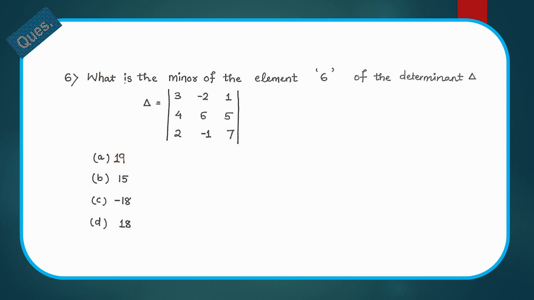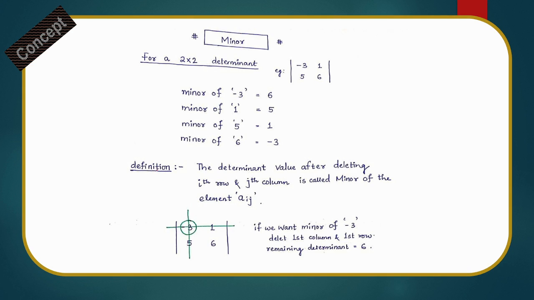So the question is, what is the minor of the element 6 of the determinant, where the determinant is given by 3, -2, 1, 4, 6, 5, 2, -1, 7, and these are the options. First we will see what we understand by minor.